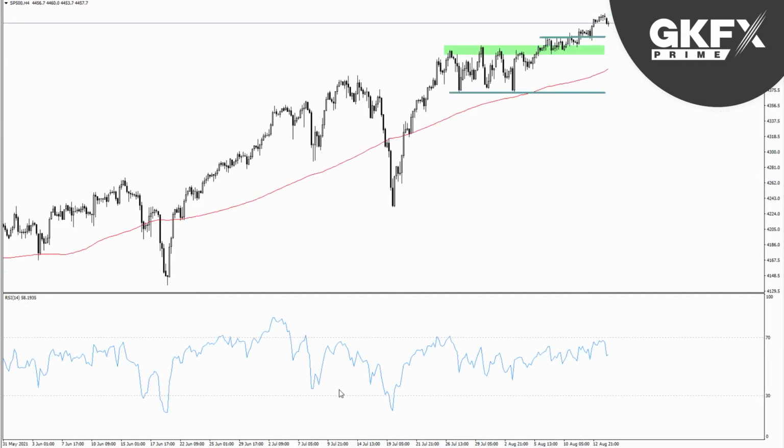Moving on to the S&P 500. Yes, I mean, it's been pretty steady stuff. If you just gradually buy every few days in the S&P 500, you've not gone wrong. It's not my style of trading.